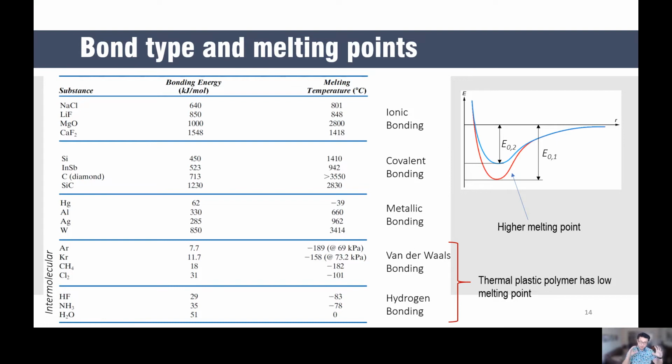Metals tend to have intermediate melting points. And then lastly, polymers, such as thermoplastic polymers, have the lowest melting point. And the reason for that is because polymers consist of covalent bonds as well as the secondary bonds. And the secondary bond is the weakest. And so to melt a polymer, you don't actually need to break the covalent bonds. All you need to do is just break the secondary bonds. And so polymers tend to have the lowest melting point.